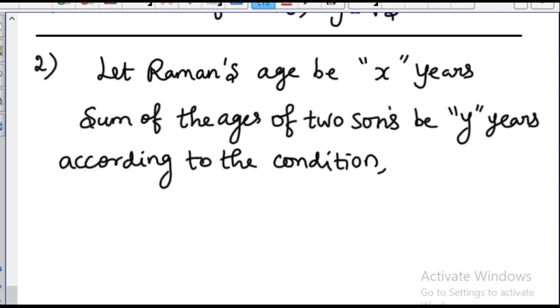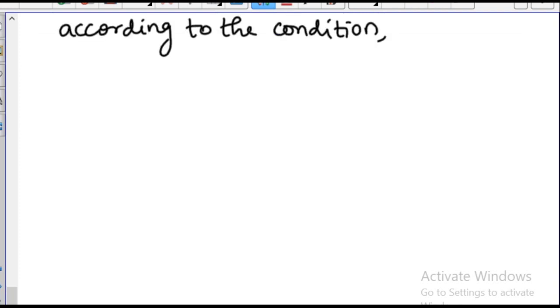What is given in the condition? First condition: Raman's age is 3 times the sum of the ages. So let us take Raman's age as x. So you can take it as x is equal to, the sum of the two sons' age is y, so 3 times means you can take it as 3y. This is equation number 1.